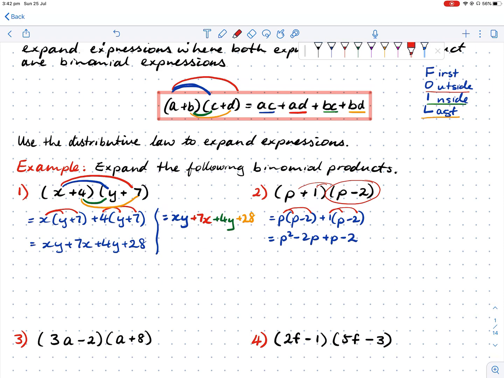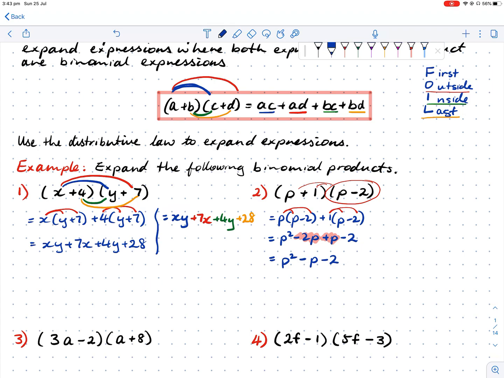What we can then see here is that the negative 2p and the plus p are like terms, so we do need to combine those together. So that turns into p squared minus p minus 2. So negative 2p plus p is equal to negative p.